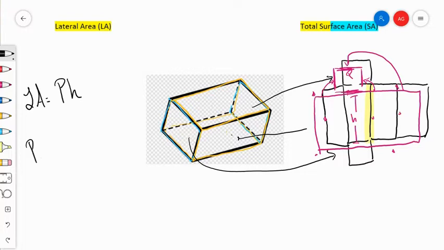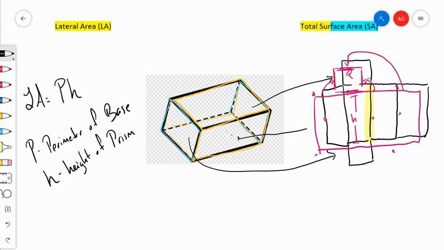So here I'll put P is the perimeter of the base, and we said H was going to be the height of the prism. And so this formula here, no matter what the shape is, it's always going to give me my lateral area.